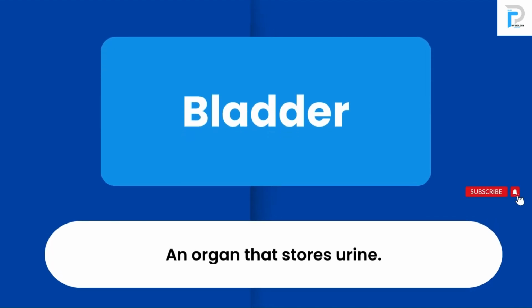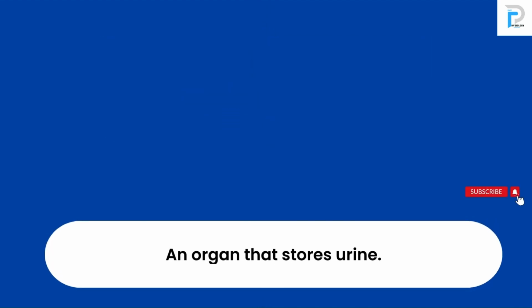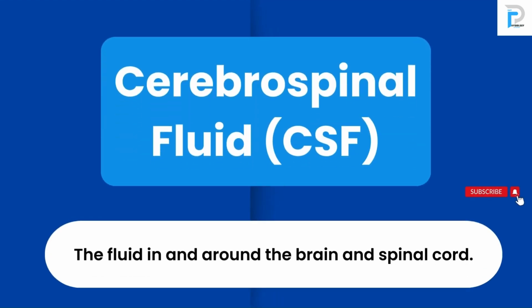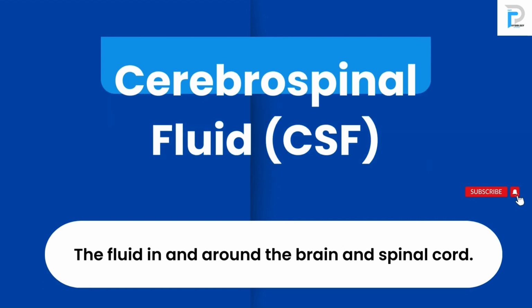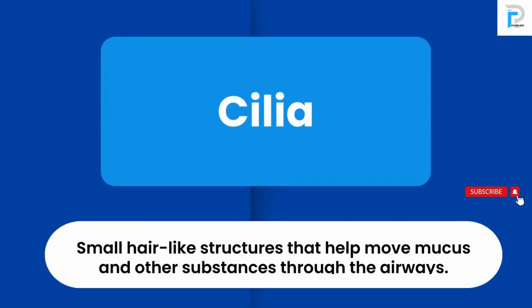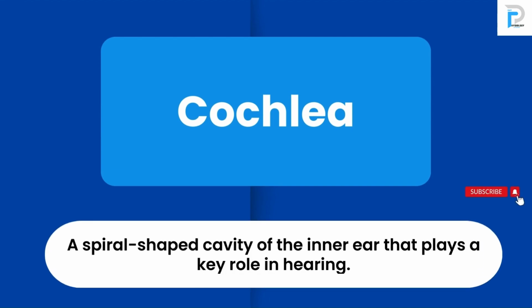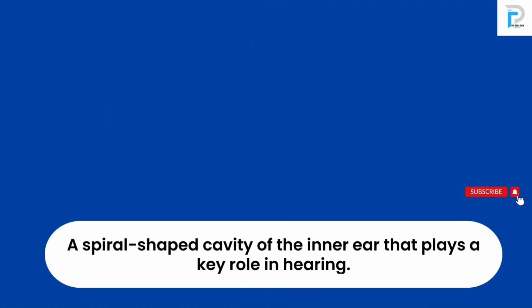Bladder: an organ that stores urine. Bronchus: one of the two tubes that connect the lungs with the trachea. Cerebrospinal fluid, CSF: the fluid in and around the brain and spinal cord. Cilia: small hair-like structures that help move mucus and other substances through the airways. Cochlea: a spiral-shaped cavity of the inner ear that plays a key role in hearing.